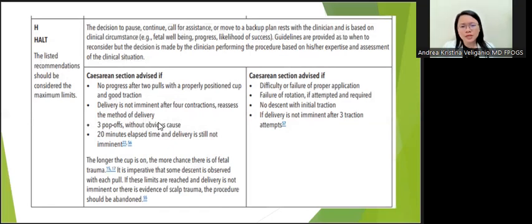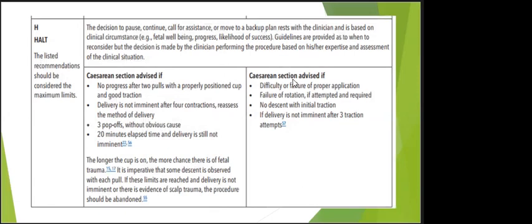With forceps, you decide to do cesarean section after difficulty or failure of proper application. You cannot lock the forceps, then you have to do cesarean section. Failed rotation. There is no descent during traction, and you have to deliver by cesarean section. If delivery is not imminent, you tried to pull 3 times already but there were no signs of delivery of the baby, then you have to do cesarean section.